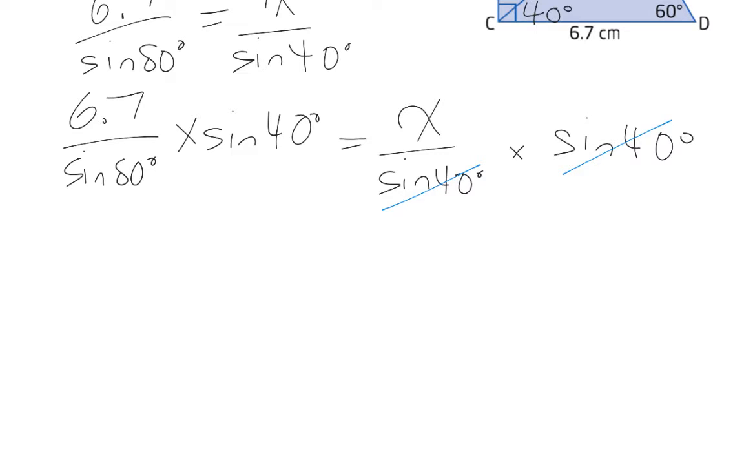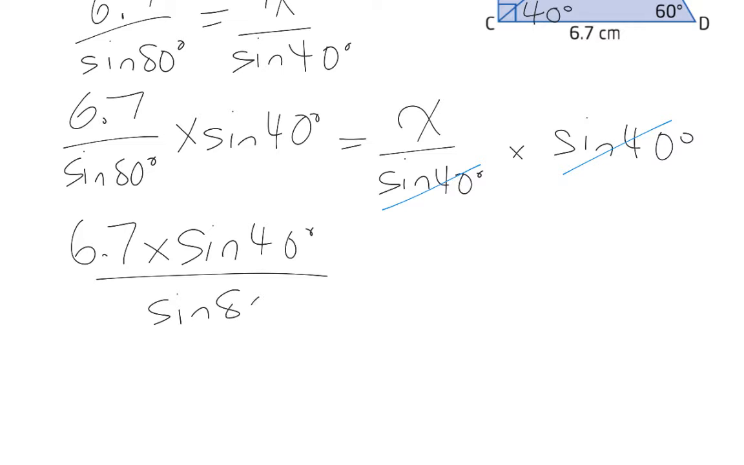And if you want to, you can throw that into your calculator. So 6.7 over sine of 80 degrees multiplied by the sine of 40 degrees. Now, if you're not careful, you might make a mistake entering this into your calculator. So I'm just going to rewrite it so it's a little bit more friendly. It would be 6.7 times the sine of 40 degrees divided by the sine of 80 degrees. That's going to be equal to x.